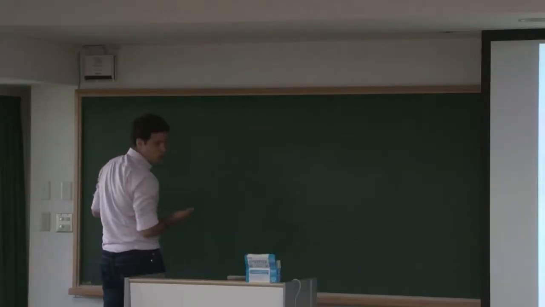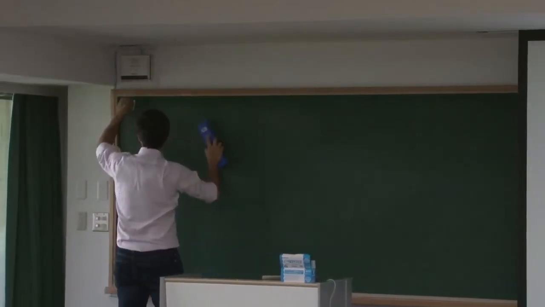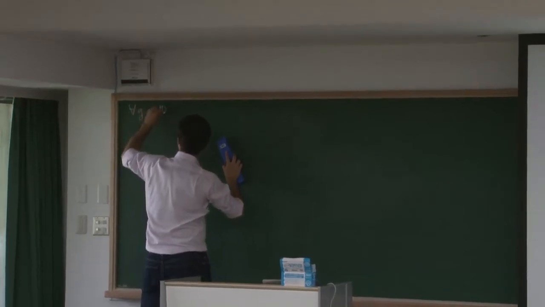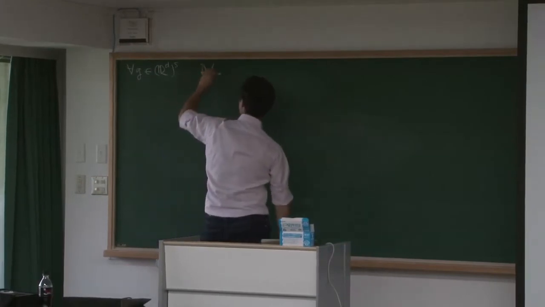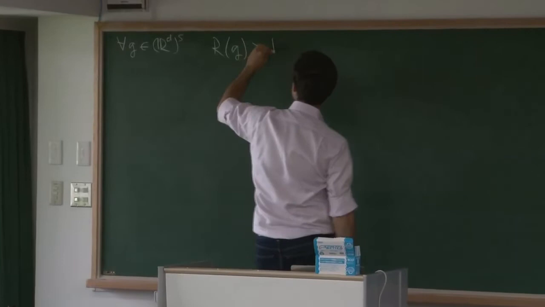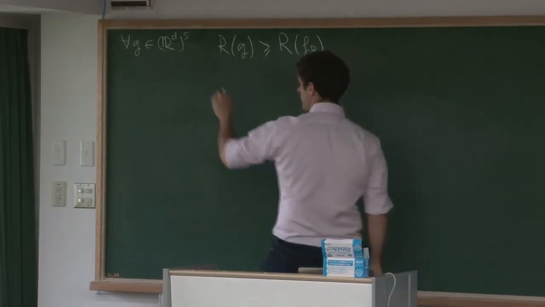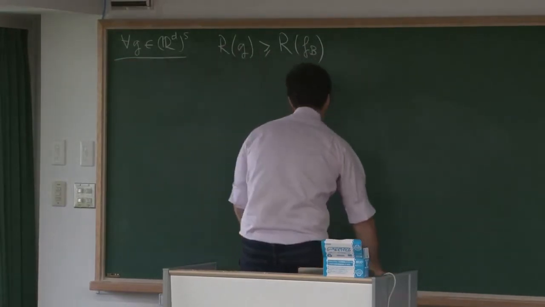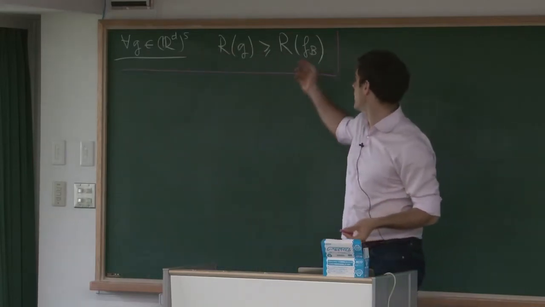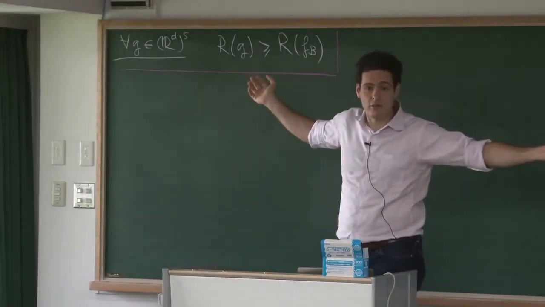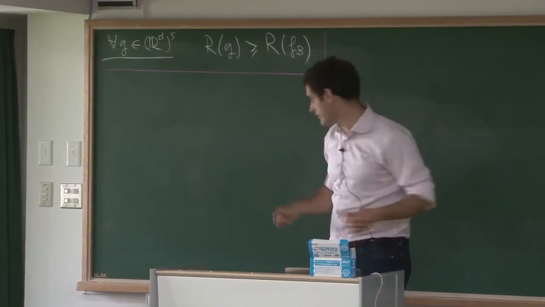The first thing that we will show is that for any g, R of g is bigger than R of f_B. This is the result we want to prove. And if this is true, this means that f_B, the Bayes classifier, achieves the Bayes risk. I think you agree with me on this one.